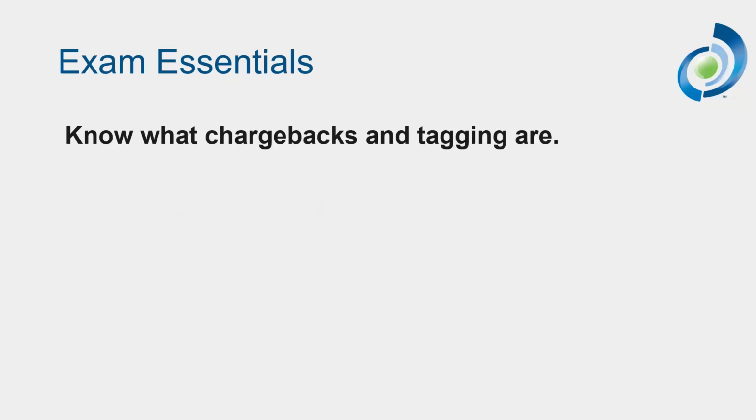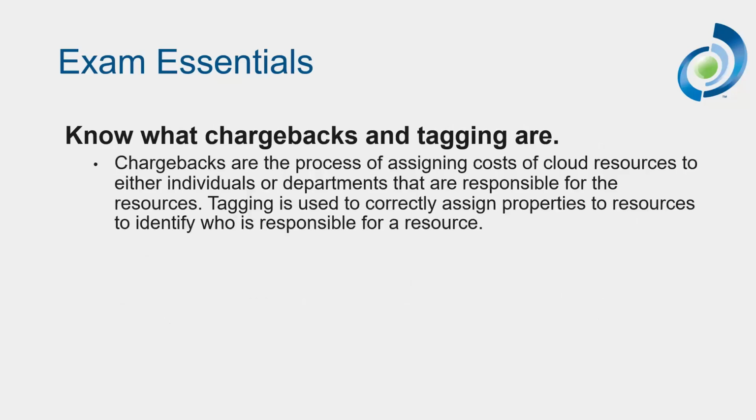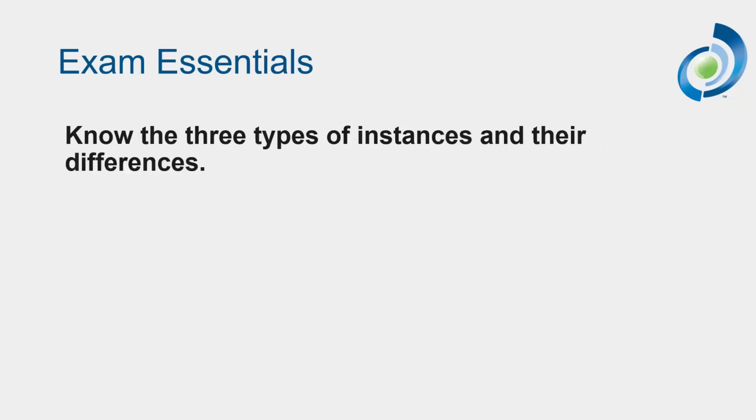Know what chargebacks and tagging are. Chargebacks are the process of assigning resource costs to either individuals or departments that are responsible for the resources. Tagging is used to correctly assign properties to resources to identify who's responsible for a resource. Every resource created can have up to like 50 tags, and then you can use those tags however you want. You can tag it by the environment, by the owner, by the application. Lots and lots of use cases as to why you want to make sure that you have a really good tagging strategy.